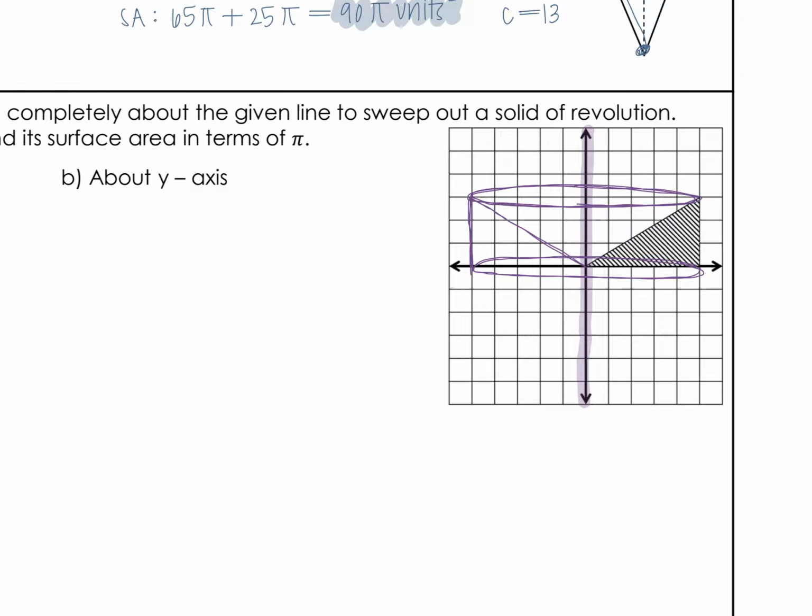And so hopefully you're seeing it, but it's going to be a cylinder with a nice cone-shaped hole in the middle. So I'm just going to say that it is a cylinder with a cone removed.